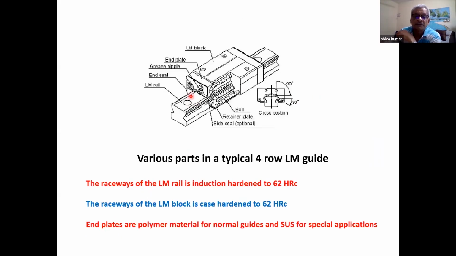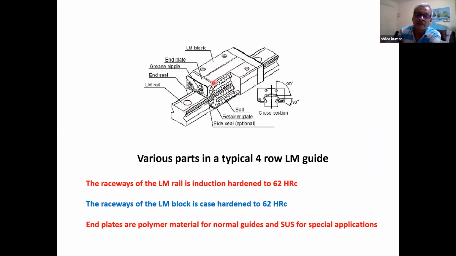Yeah, so this is the LM rail. Everybody calls it the LM rail, so there is no confusion. Whereas this is called the LM block. THK, we call it the LM block. Some people call it a runner block. Some manufacturers call it a shoe. So there are different names they call it, but all of them basically mean the unit which moves on the rail.